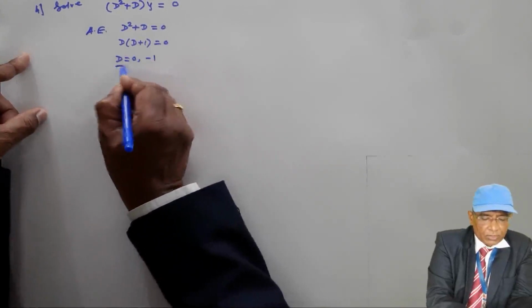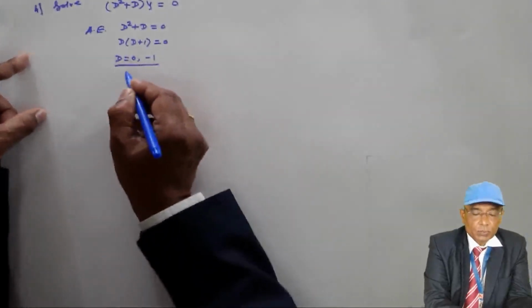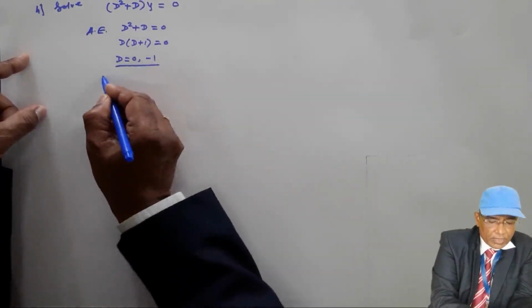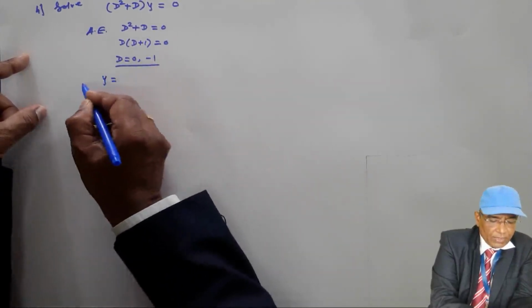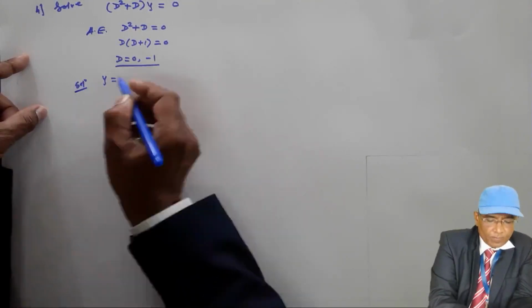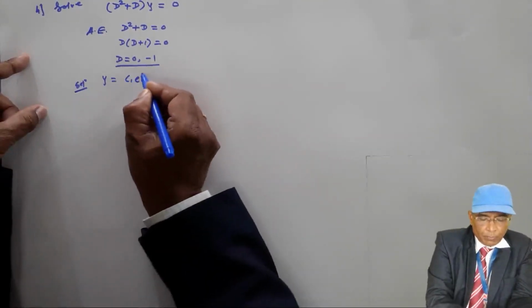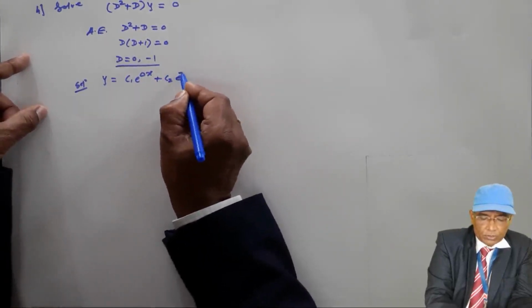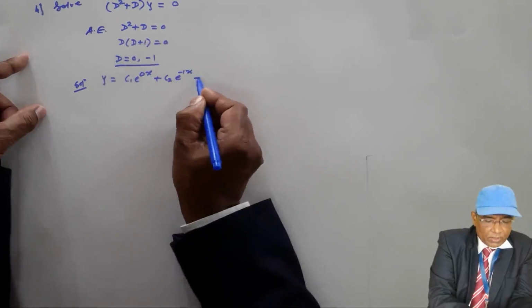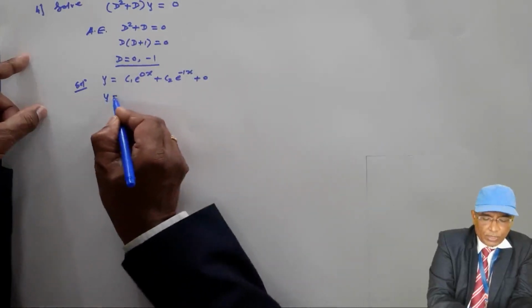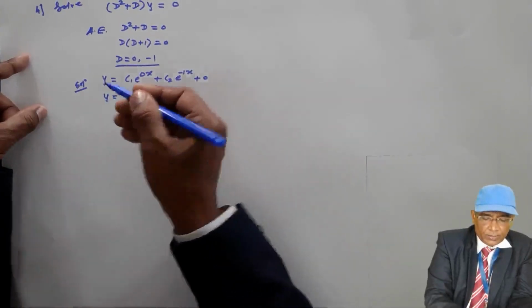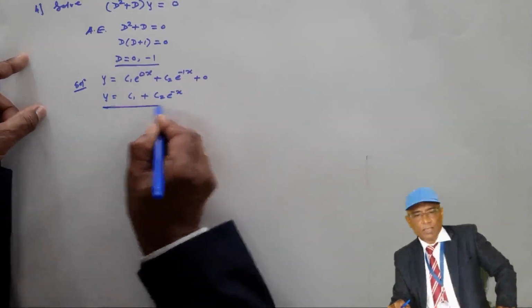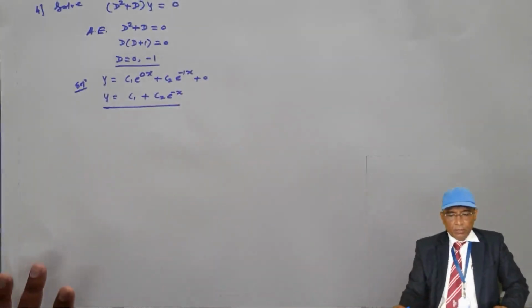Then the complementary factor is what? c1 e to the power 0x plus c2 e to the power minus x. Writing directly, the solution y is the solution of the given differential equation, complementary factor plus particular integral, and the particular integral is 0. Therefore, y equals c1 (e to the power 0 is 1) plus c2 e to the power minus x. This is the solution to the differential equation.